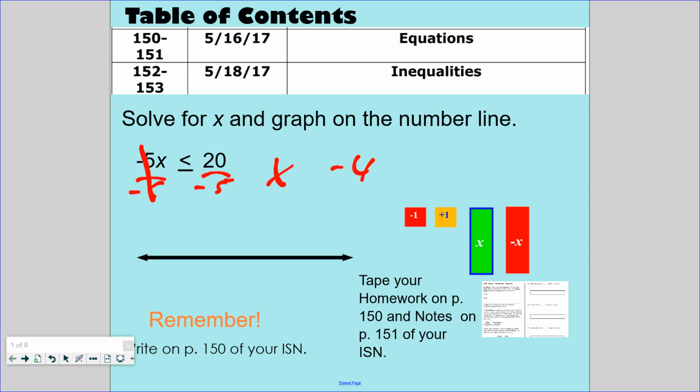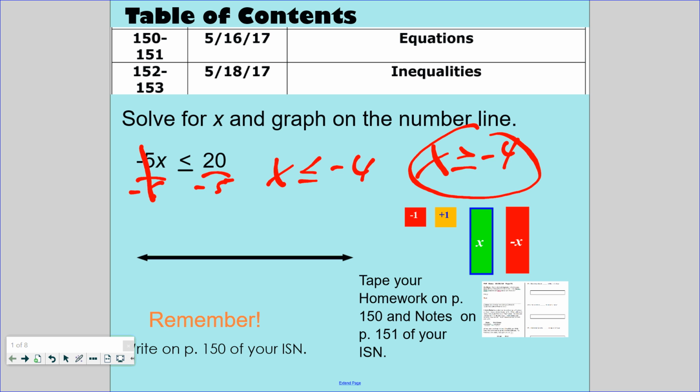Now, what do you remember? Will it stay as less than or equal to? X is less than or equal to -4? Or would it be x is greater than or equal to -4? Well, let's check. Let's do a test point in case you forgot. 0. What's -5 times 0? -5 times 0 is 0, less than or equal to 20? It is. So which one is true here? Is 0 less than -4 or 0 greater than -4? It is this one.